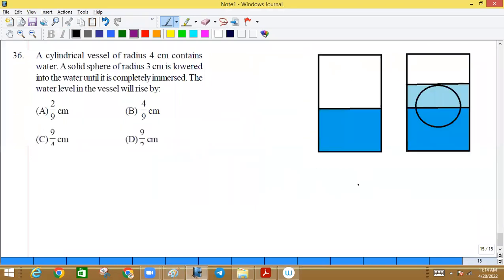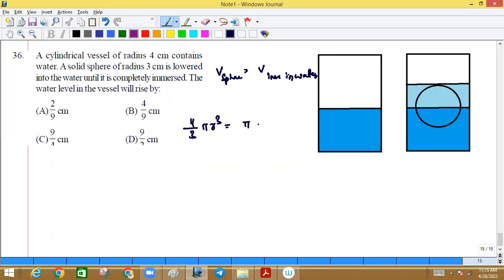Obviously, this water increased because you're putting a sphere in it. Yes or no? When you're putting a sphere in it, water comes up. So the increase in the water level is equal to the volume of the sphere. So I'll say volume of the sphere is equal to volume of increase in water. Understood? Volume of the sphere is what? 4 by 3 pi r cube. What is the increase in the water level? Obviously pi r square h.